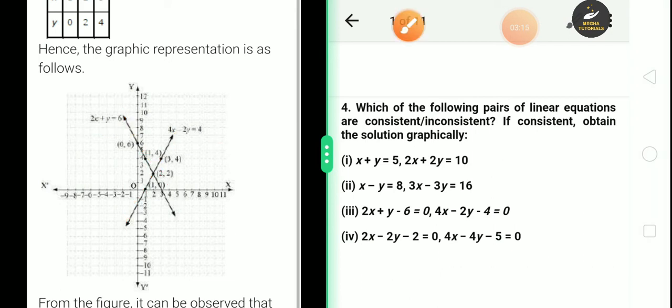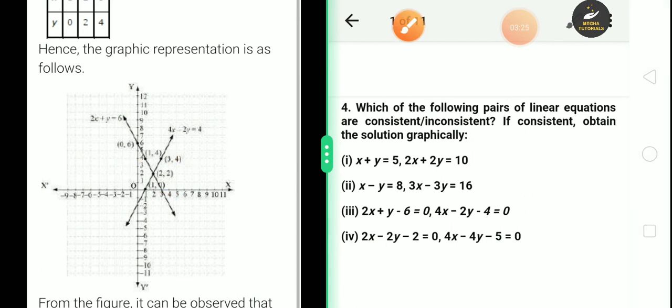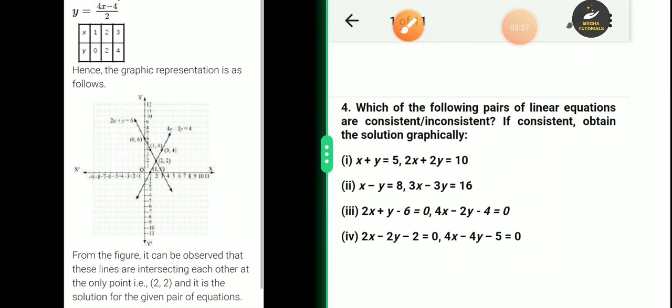And we can observe that the point of intersection of these two lines is at coordinate 2 comma 2. Therefore we can say that the solution for the given equations is 2 comma 2. So x is equal to 2 and y is equal to 2. Okay, so this is the final solution.